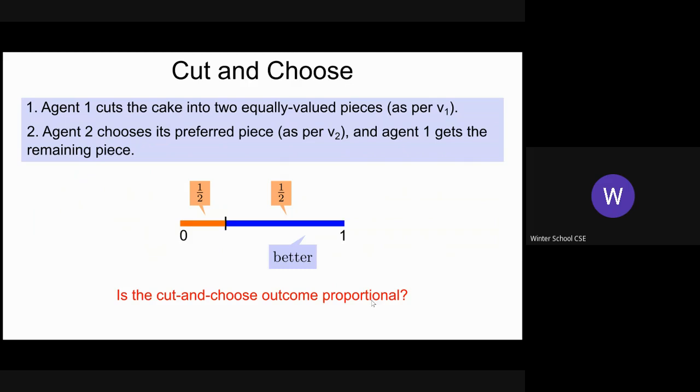Yeah, exactly. Because the second agent, the blue agent, is going to pick its preferred piece, it picks a piece of value at least a half. And the other agent created an equal cut according to its own value, so it gets a value of exactly a half. So both are getting greater than or equal to half for their respective pieces.